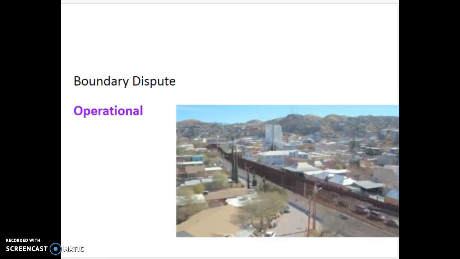And that could lend itself to that last example of a boundary dispute, which is operational boundary disputes. This can cause two countries to ask how are we going to enforce and interpret, how do we put into place the boundary between our two countries?